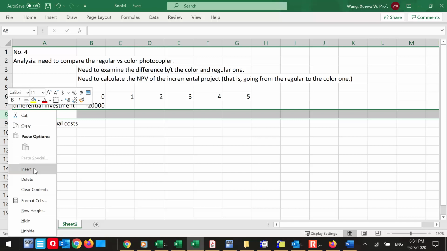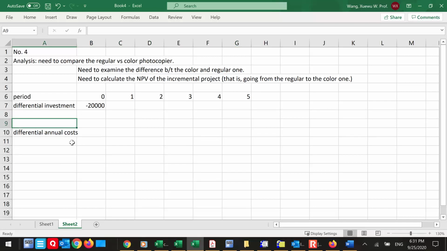This is the additional revenue. Every year, if you use the color one, it's going to increase by 8,500. So that's the additional revenue. Now, if you look at the additional cost, the regular one is going to cost 1,500, and the color one is going to cost 4,500. So that's a difference of 3,000, I should say 4,500 minus 1,500. That's the differential annual cost.